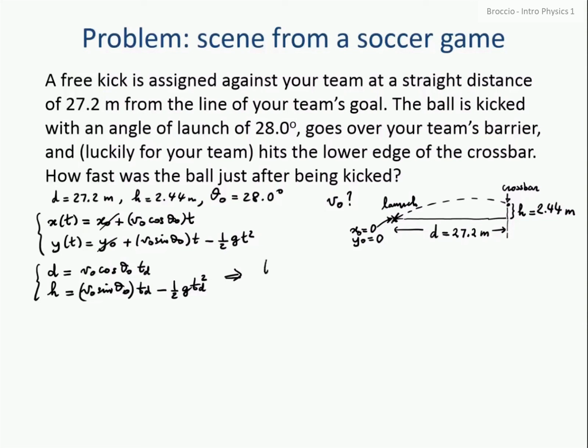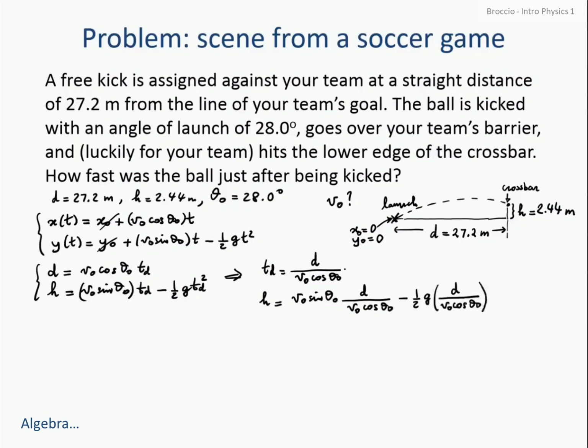What we can do now is solve for the time using the first equation. So we write t sub d as d over v0 cosine theta 0 and substitute that in the second equation for little h. In the next minute, we're going to just do algebra to solve for v0.